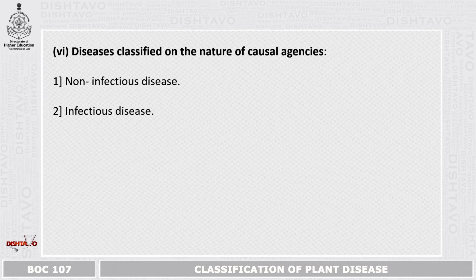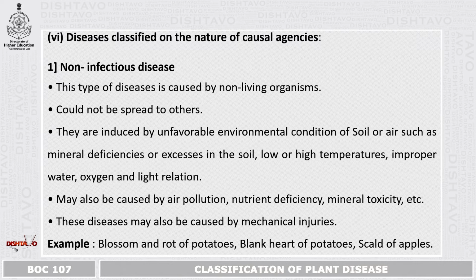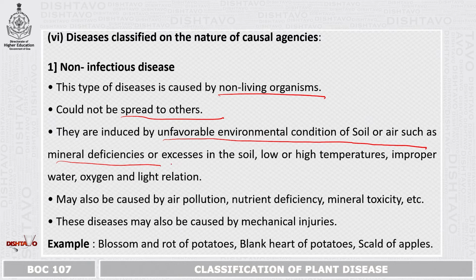The next classification is diseases classified on the nature of causal agent. On the nature of causal agents, the diseases are classified as non-infectious diseases and infectious diseases. Non-infectious disease is caused by non-living agents. They cannot spread to others. They are induced by unfavorable environmental conditions of soil and air, such as mineral deficiencies or excess of minerals in the soil. May also be caused by low or high temperature or improper water, oxygen and light relation.